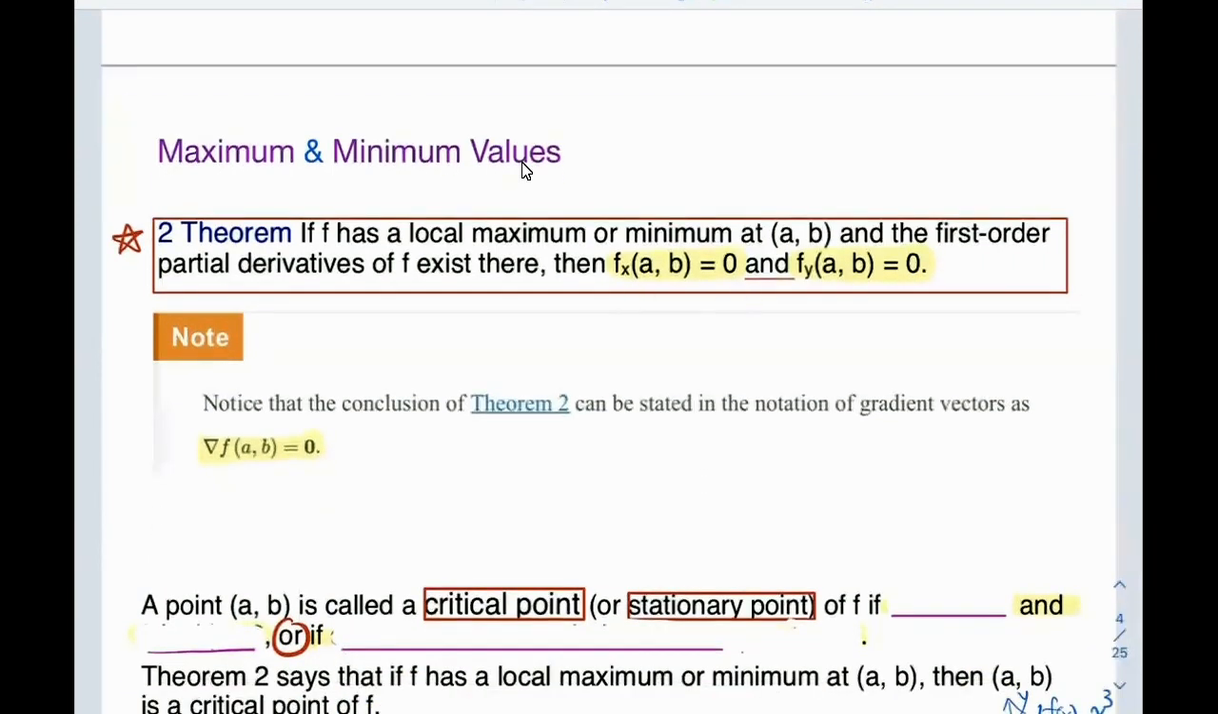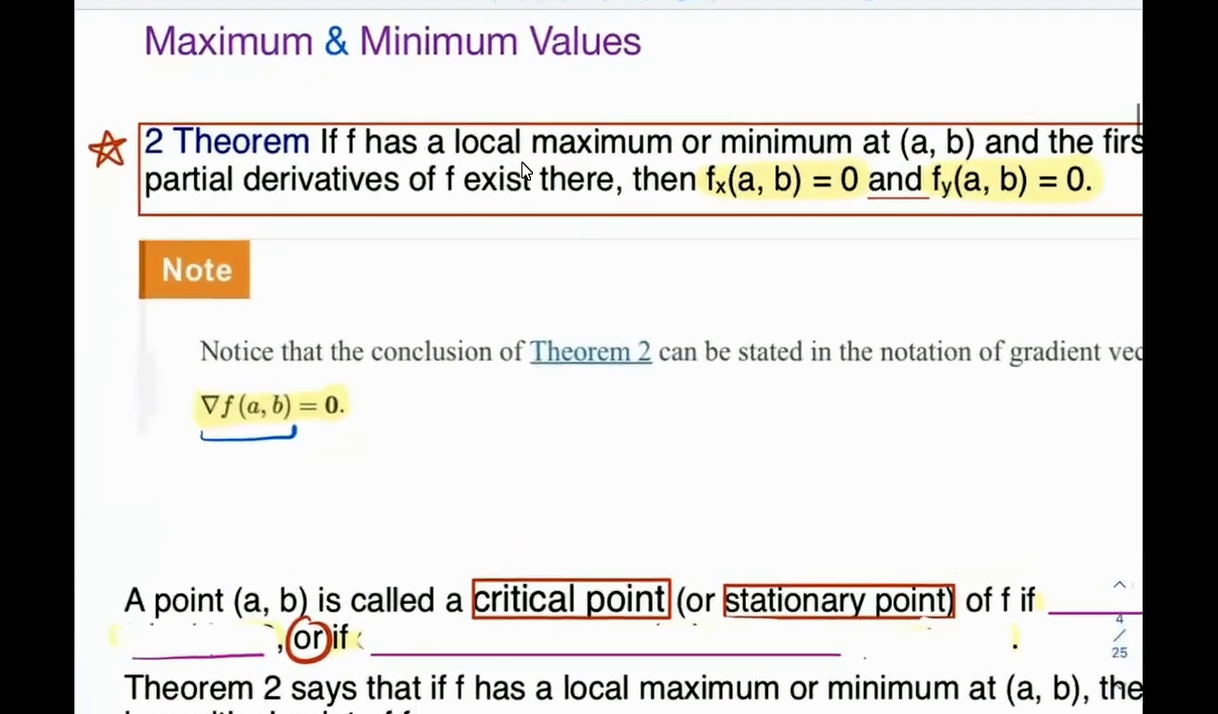What does it mean? Remember the gradient, right? What's the gradient of the function? How is it defined? The gradient of the function at (a, b) is going to have two components, okay? The first component is the partial derivative of the function with respect to x, and then the second one, the partial derivative of the function with respect to y, and this is at the point (a, b).